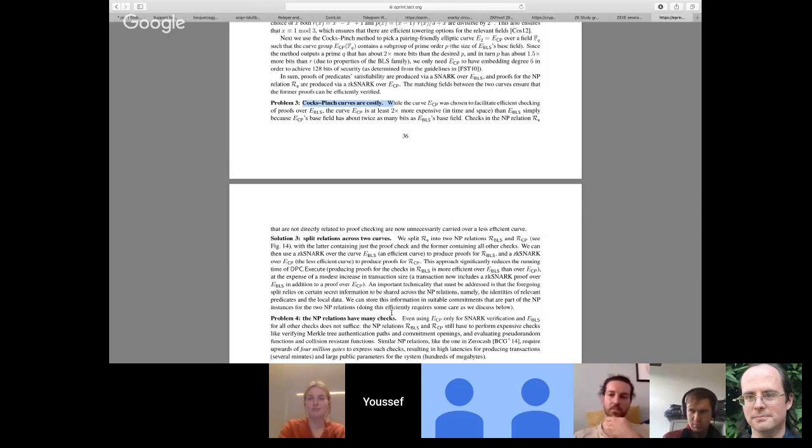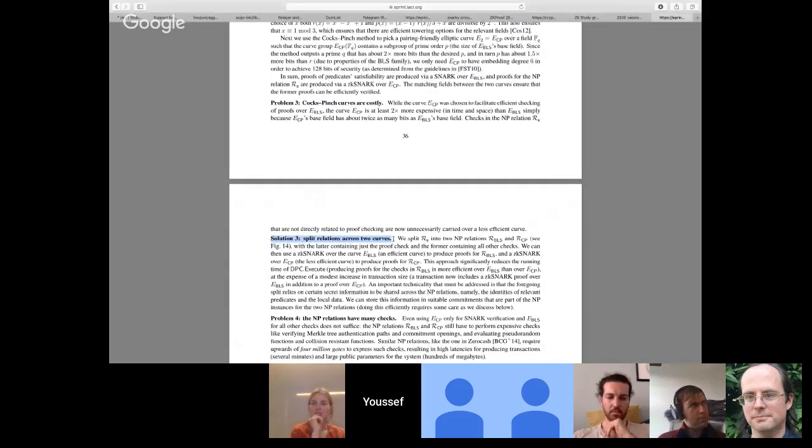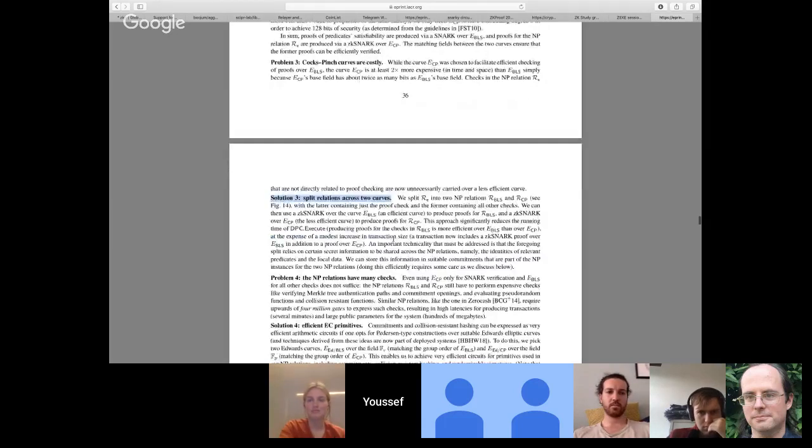So it goes. We have a good curve and a bad curve in terms of efficiency. So what they do is they split relations across the curve. Let's not forget that we're doing all of this for privacy issues. Those predicates that are related to privacy are verified in the bad curve, but all other checks that do not relate to privacy are verified on the good curve. So this is one of their solutions.